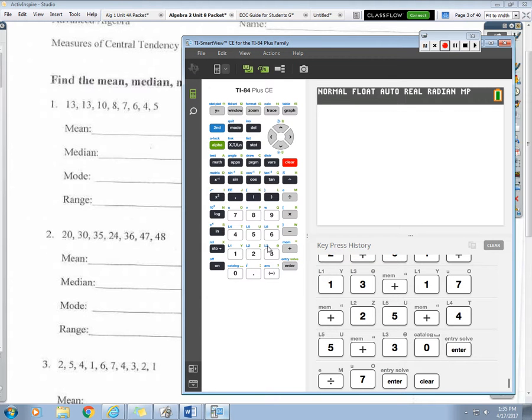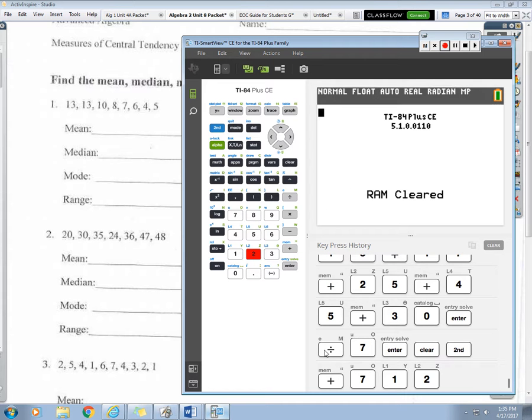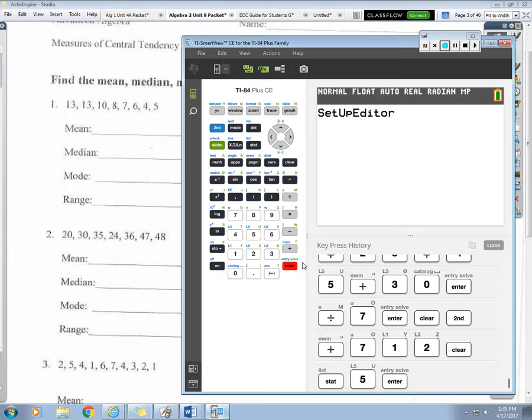First, get your calculator ready. Okay, let's go and do some things because first period used these and I'm afraid they might have messed them up, so let's go and clear them. Second, plus sign 712. And then after we do that, I want you to hit Stat. And then see number 5 says Setup Editor. Hit number 5 and then hit Enter. And now everything should be the way it should be. Okay? Like, people can delete stuff out. And if you go to Stat number 5, it'll fix it all.